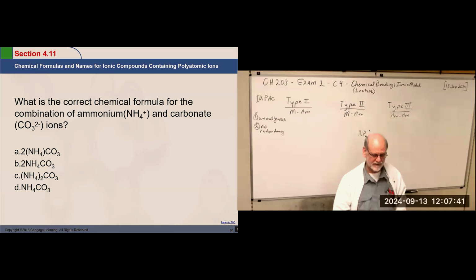Ammonium carbonate, right? There you have 2 polyatomics. Carbonate, CO3 with a 2- charge, and ammonium, NH4 with a +1 charge. You need 2 ammoniums. So we'll have a subscript with 2 ammoniums and 1 carbonate.